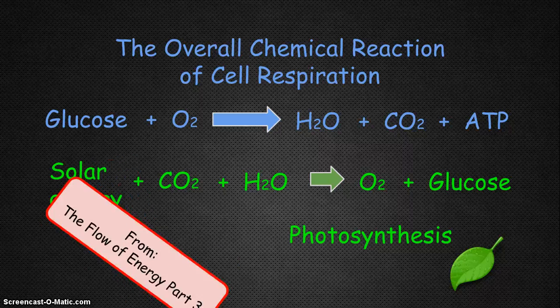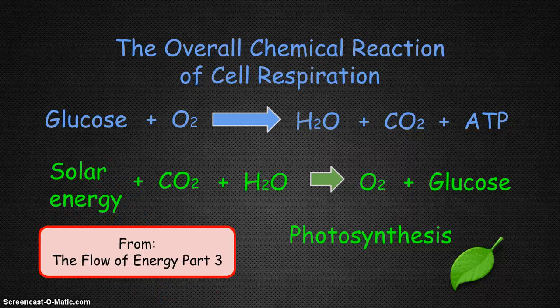And this slide is from our previous tutorial video, The Flow of Energy Part 3, where we were talking mostly about cell respiration. And so there's your overall cell respiration equation up at the top, and then in green you can see your photosynthesis reaction, which is solar energy or sunlight combining with carbon dioxide and water, giving off oxygen and glucose. And that, of course, is what plants do. So when we say plants make their own food, what we mean is they're actually just making glucose.